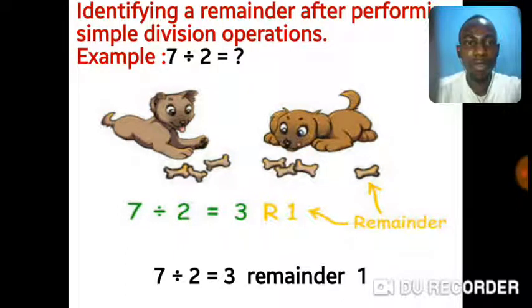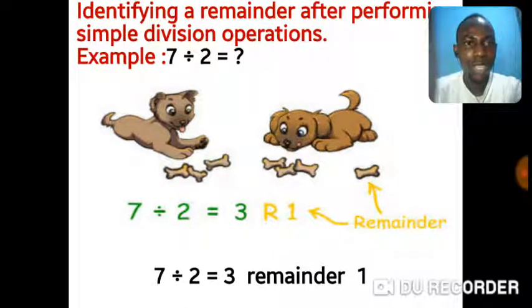Now, below is a picture. Look at the picture carefully. What comes into your thoughts? What are the dogs doing? Good. Assuming you are given 7 bones to be shared among 2 dogs. How do you share the bones among the 2 dogs?